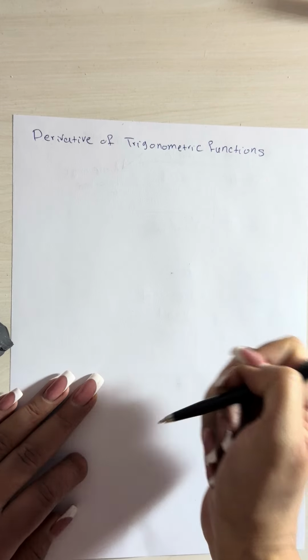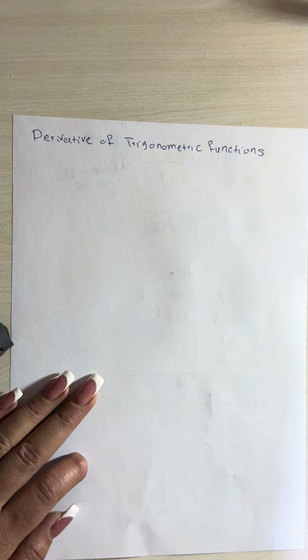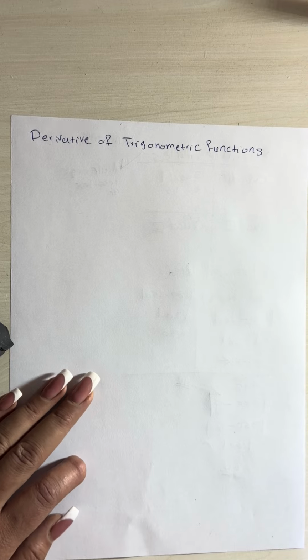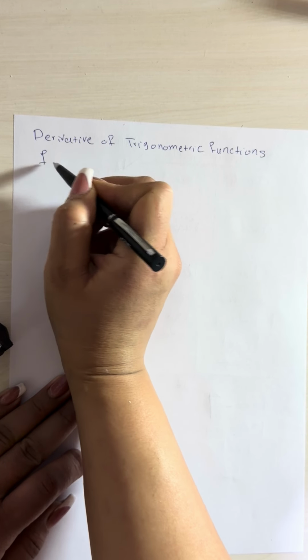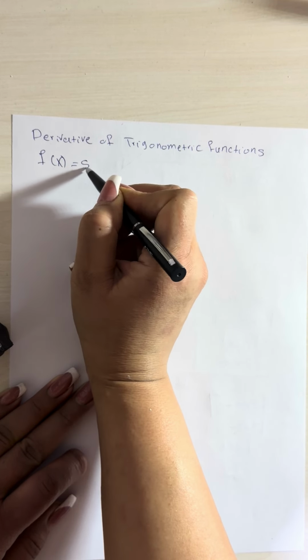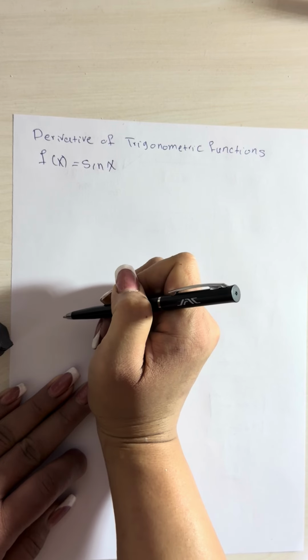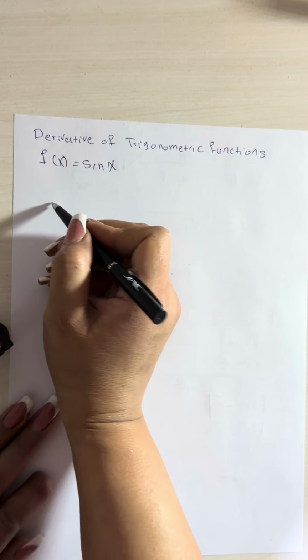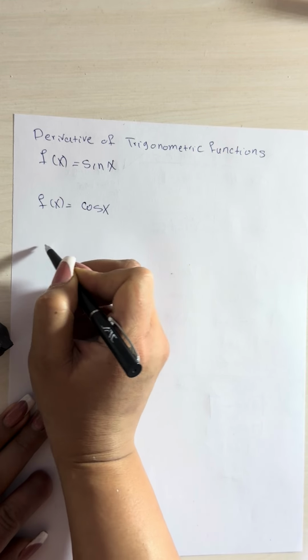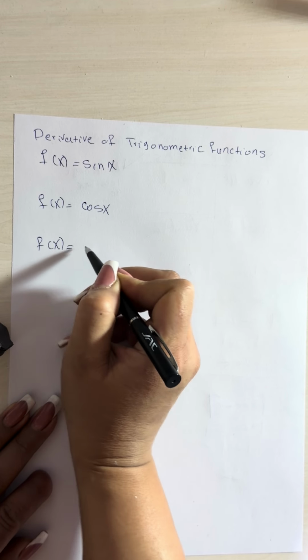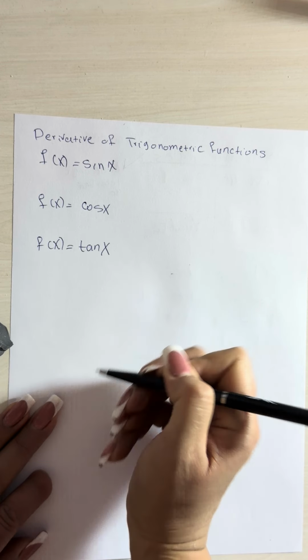Well, some of the students ask for a re-explanation of the derivative of trigonometric functions. Okay, let's take f of x equal sine x, f of x equal cosine x, and f of x equal tan of x.